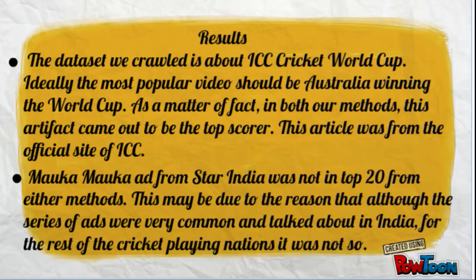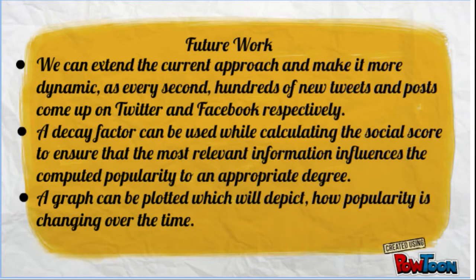As output, we will be providing two files from the two different approaches we tried, KNN and indexing. The format will be artifact and social score for each of the artifacts for both the methods. Presently, we are crawling the past data and then applying our algorithm. We can extend this to make it more dynamic, as every second hundreds of new tweets and posts come up on Twitter and Facebook respectively. Better techniques for data crawling could be used.